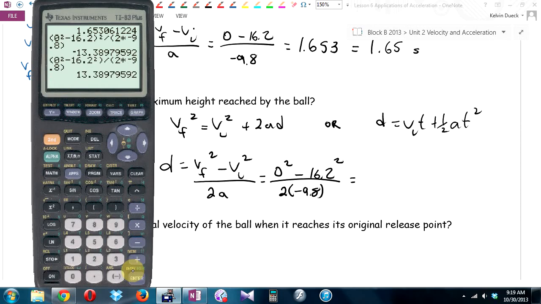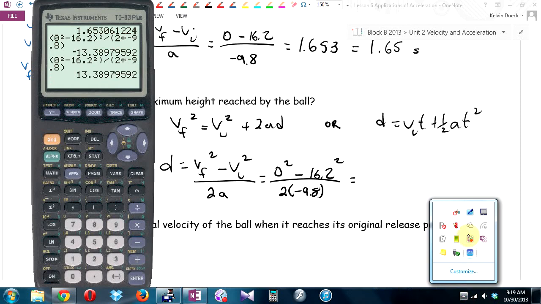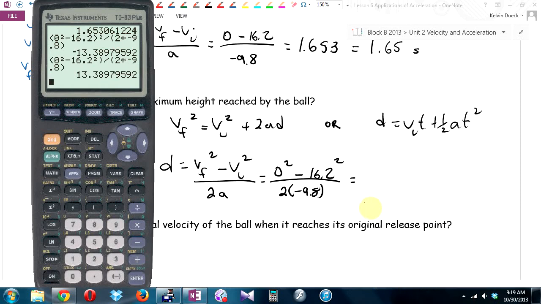Did you get 13.3897, 13.4? Or am I wrong? Yeah? 13.4 meters? Okay, don't clear it. Let me come look. By the way, if you're getting the wrong answer and you try it again, you still get the wrong answer, don't clear it, call me, and it's going to be some sloppy calculator mistake, I guarantee it, and I can probably fix that. This time, thumbs up? Okay. 13.4 meters.